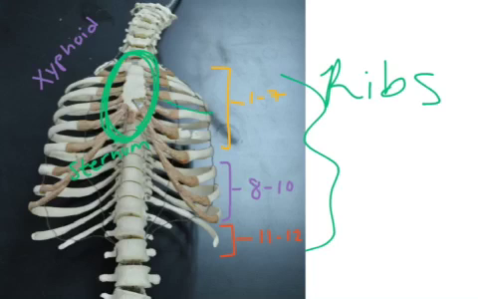1 through 7 connect directly to the sternum and are considered true ribs. 8 through 10 don't connect directly to the sternum and are considered false, and then 11 through 12 are called floating. This little piece of cartilage is called the xiphoid process.